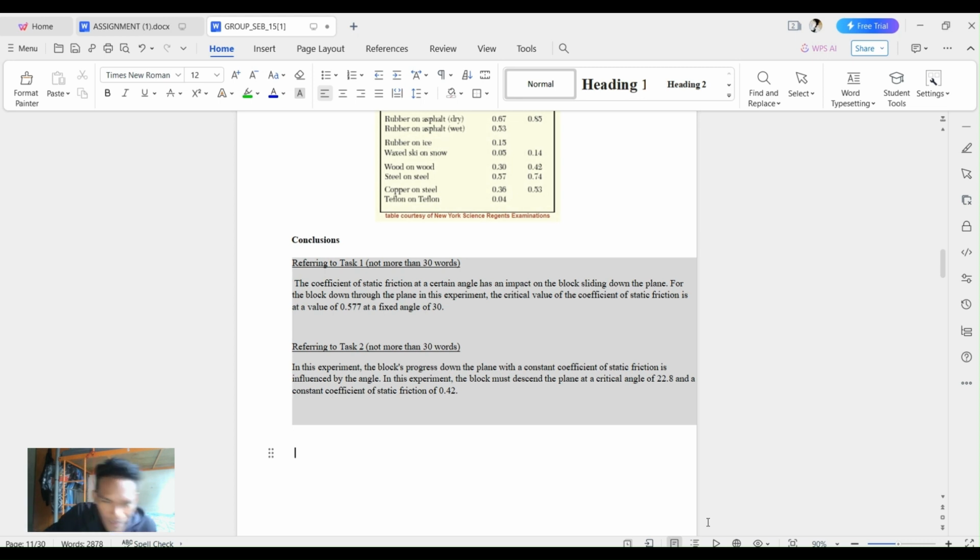Okay, bismillah. The conclusion for Task 1 is that the coefficient of static friction at a certain angle has an impact on the block sliding down the plane. This means that the coefficient of static friction is one of the factors that allows the block to move. For Task 2, the block's progress down the plane with a constant coefficient of static friction is influenced by the angle. The higher the surface degree of the plane, the easier it is for the block to move down the plane. That's all. Thank you.